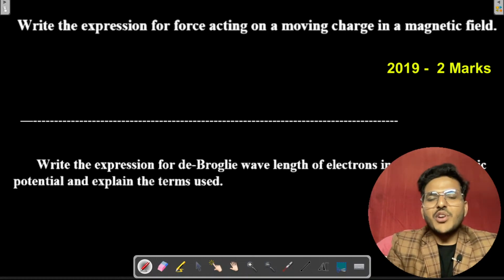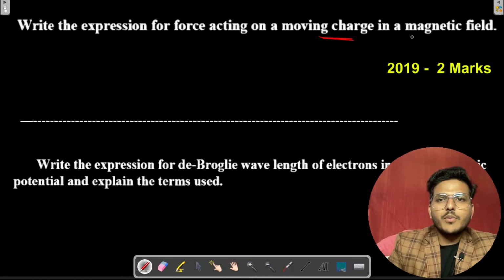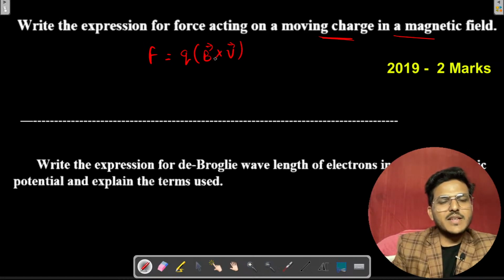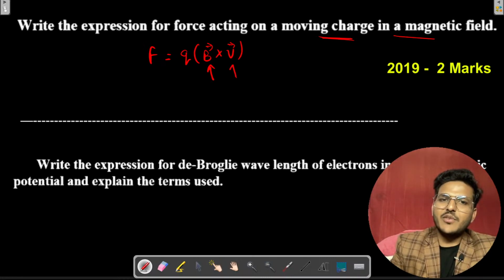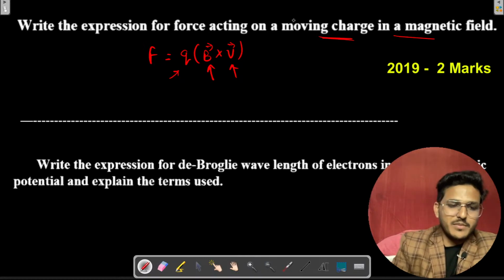Now, questions from 2019. Write the expression for force acting on a moving charge in a magnetic field. F equals Q B cross V. B is a uniform magnetic field, V is velocity and Q is charge. This is the force acting on the moving charge in a uniform magnetic field.